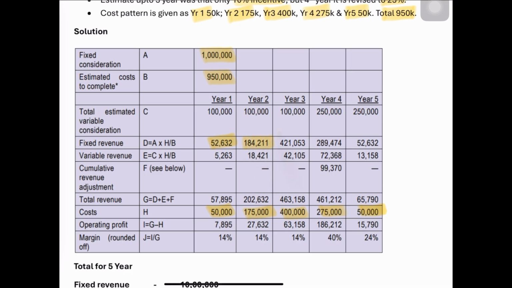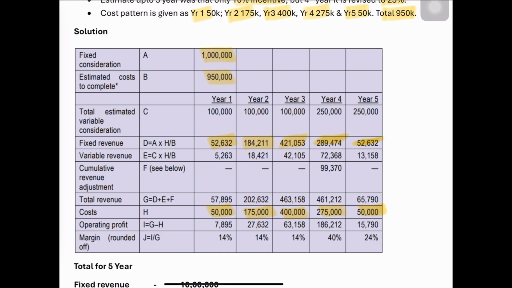Similarly, in the second year it will be 175,000 divided by 950,000 into 1 million, which is 184,000, and year 3 will be 421,000, which is 400,000 divided by 950,000 into 1 million. Year 4 is 289,474, which comes from 275,000 divided by 950,000 into 1 million, and year 5 is 52,632, that is basically 50,000 divided by 950,000 into 1 million. So that's how the fixed revenue is allocated over 5 years.